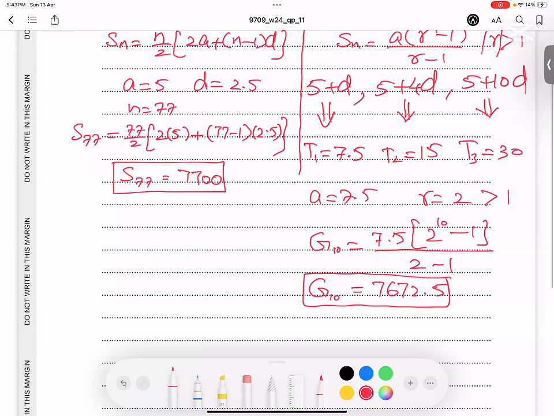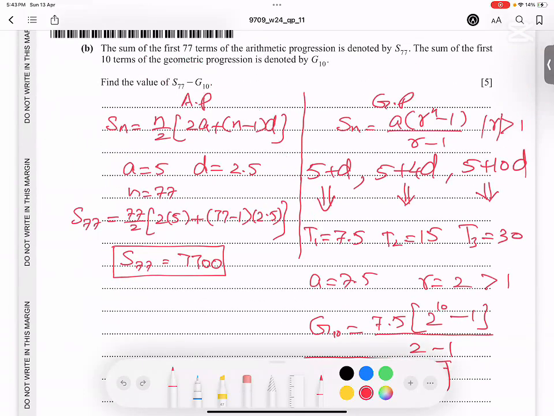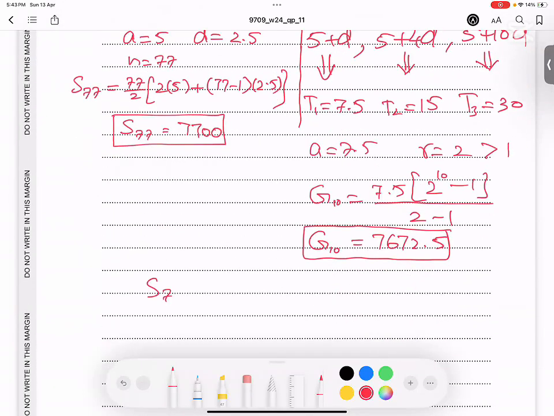And what he's demanding is just to subtract. So S77 minus G10 is 7700 minus 7672.5, and we got 27.5. I hope the point is very clear.